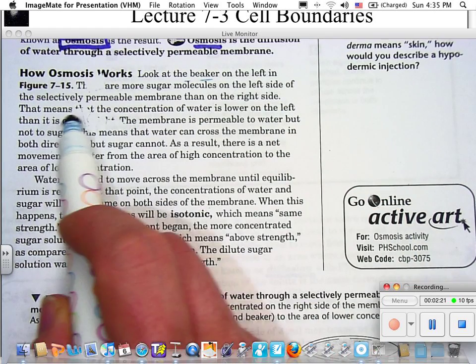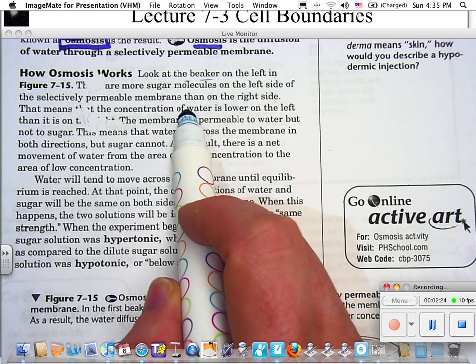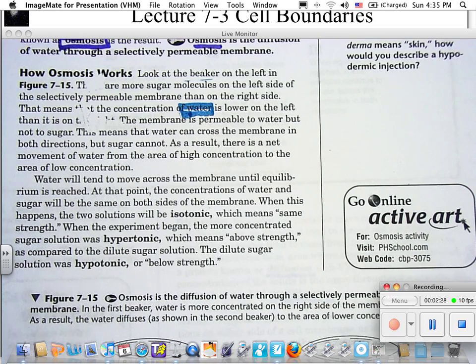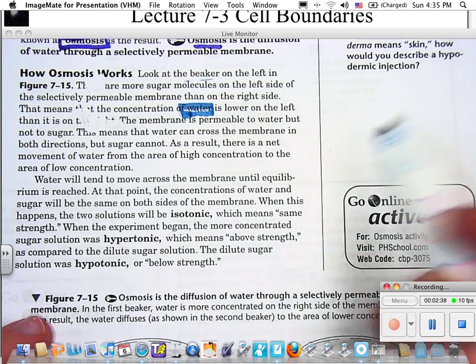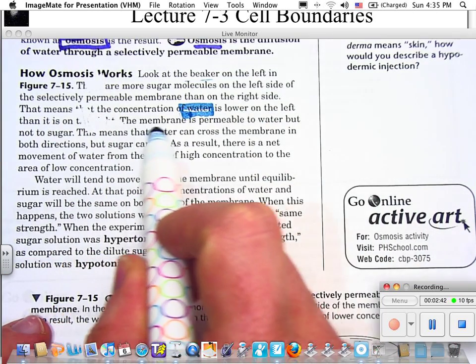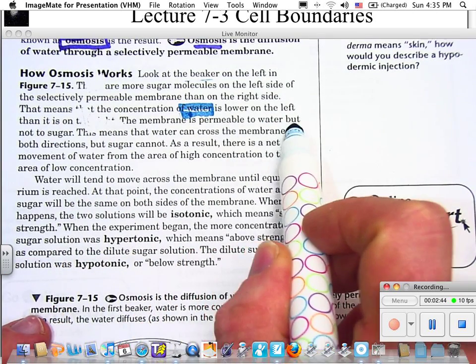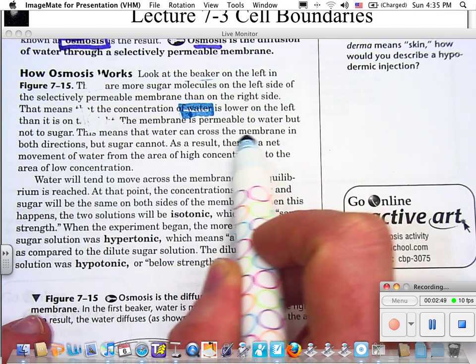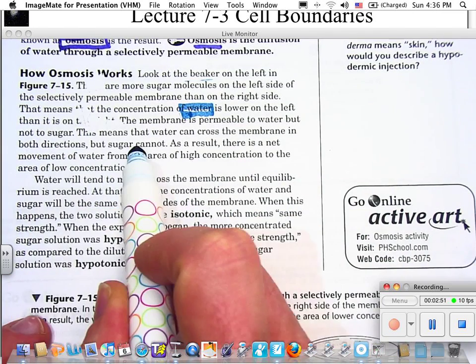That means that the concentration of water, and this is the trick, concentration of water. We sometimes don't think about the concentration of water because it's usually the solvent. But in this case, we need to think of water as having a concentration. It is lower on the left side than it is on the right. The membrane is permeable to the water, but not the sugar. This means that the water can cross the membrane in both directions, but sugar cannot.